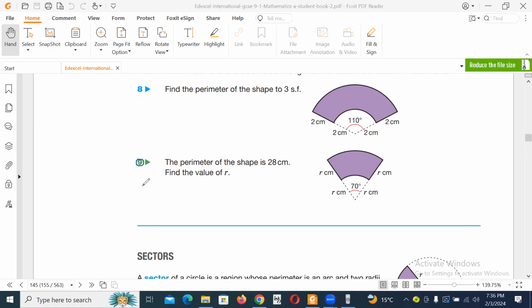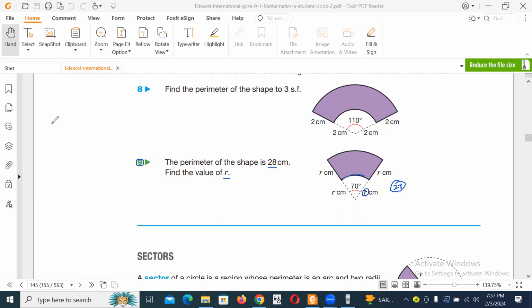Our next question. In this question, we have the perimeter of the shape, which is 28 meter given, and we are looking for the value of r. So remember that for the arc length of the major part, we have radius 2r, whereas for the minor arc length, we will use r in general. And the angle is the same for both arc lengths.